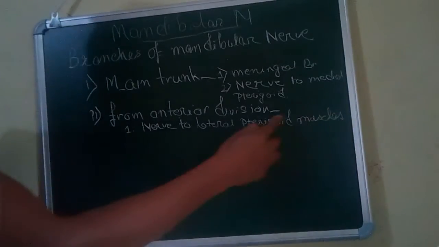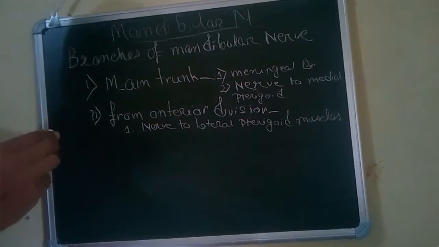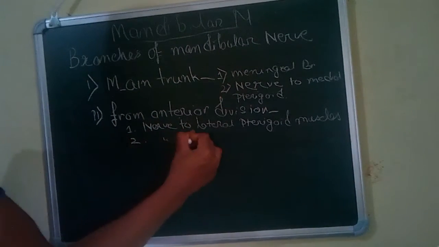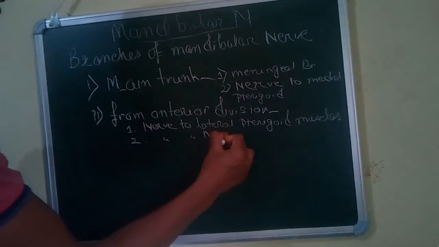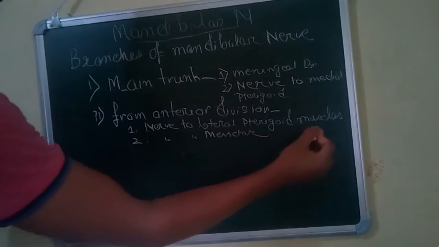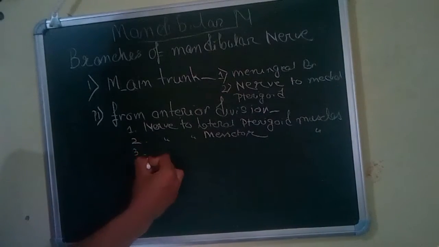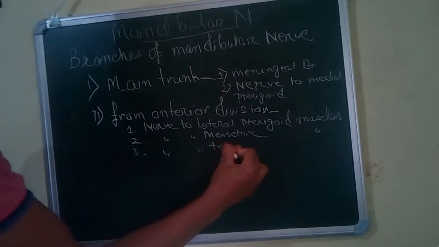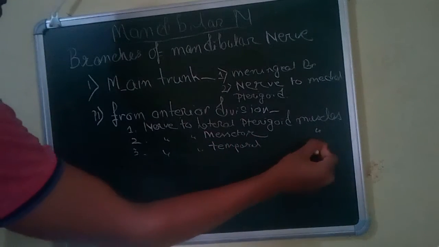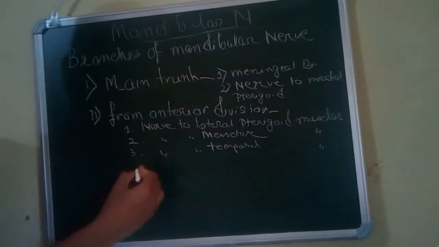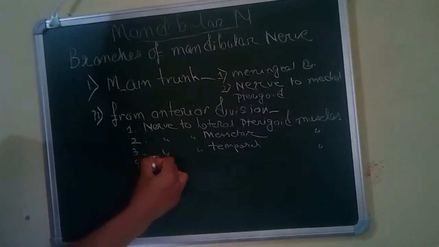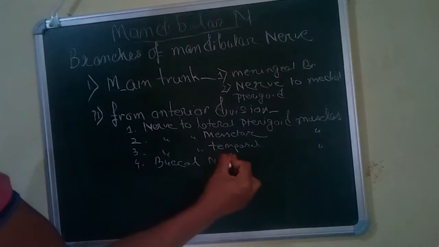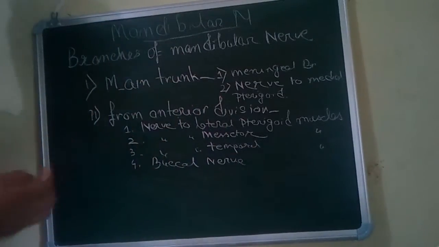Number 2, nerve to masseter muscle. Number 3, nerve to temporal muscle. And number 4, buccal nerve. So these are the branches of the anterior division.